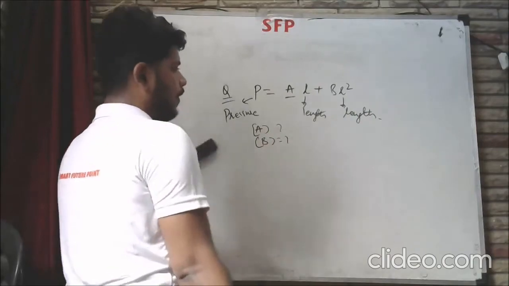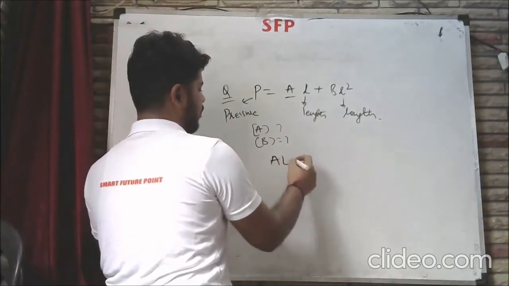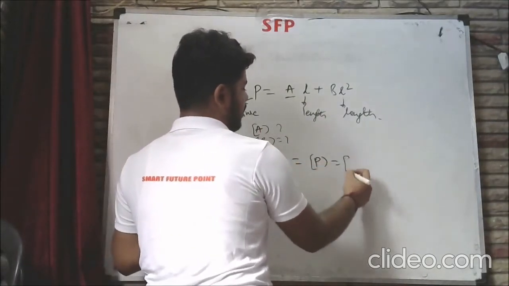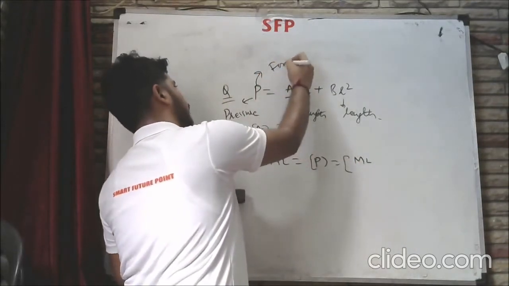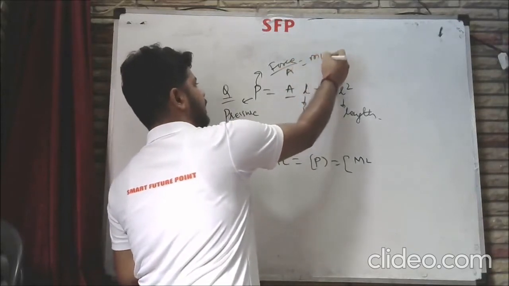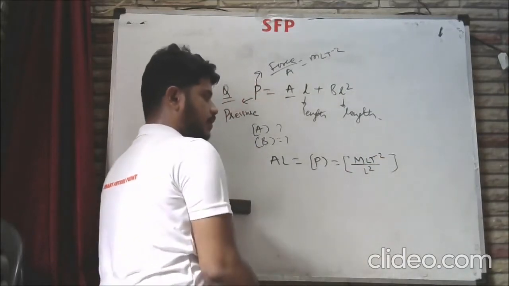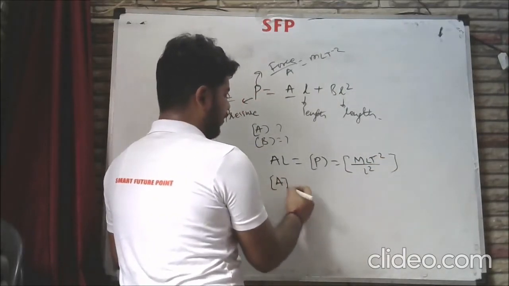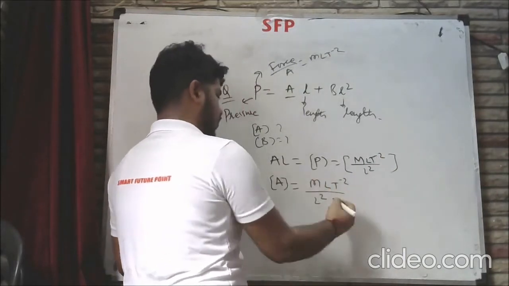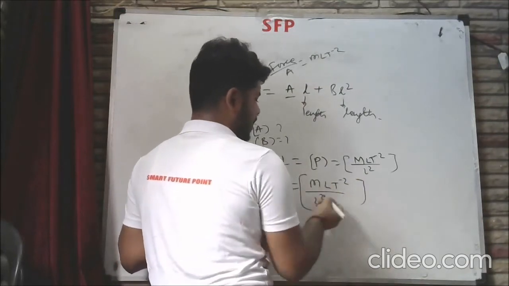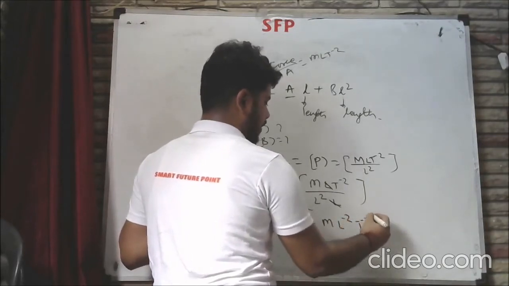What will we do? I have given you the idea. All three have the same dimensions, so the dimension of AL will be the dimension of pressure, and pressure is defined as force per unit area. I can say that force is MLT minus 2, and area has L square. Now what will be the dimension of A? This is nothing but MLT minus 2 by L square, and one L will also be included, which means this L will be cancelled out. A has dimension of ML minus 2 T minus 2.